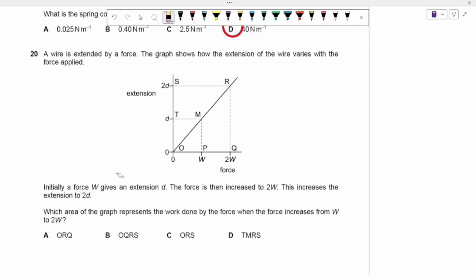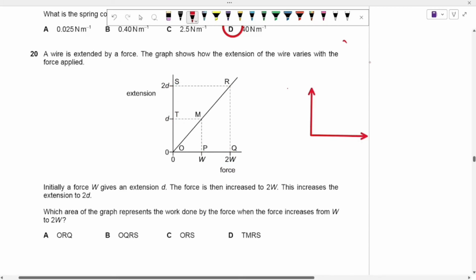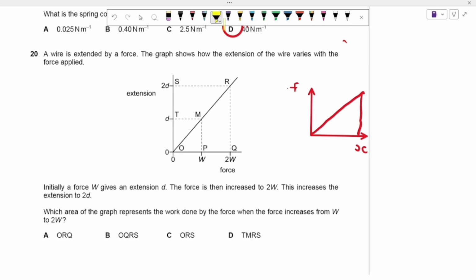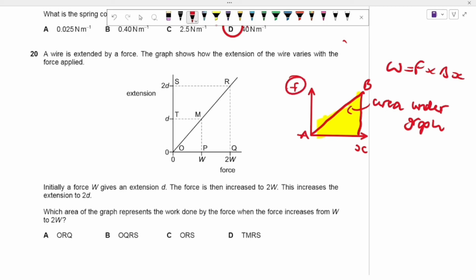We've been asked which area represents the work done. If you have a graph of force against extension, it's going to look like this, and the area underneath this graph should represent the work done to stretch it from point A to point B. Work done is your force times your change in extension. In this case, since it's a triangle, the area would be 1/2 Fx, so your work done would just be 1/2 Fx.